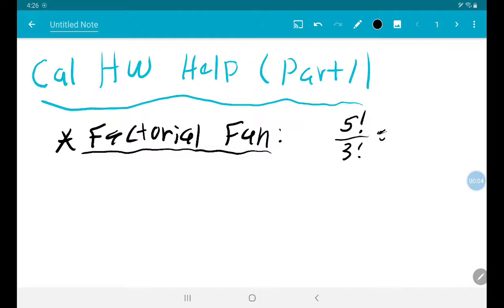Part 1, there may be more. These are ones that people have asked me about. If you have other ones on homework 1, let me know. I want to talk briefly about factorials.